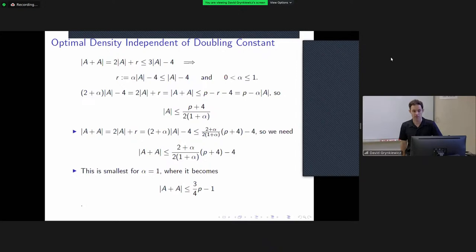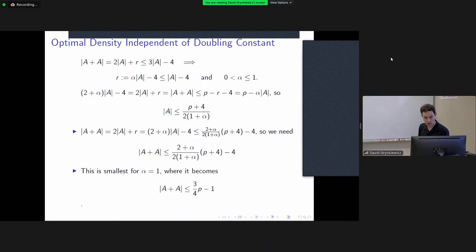So in a weak sense anyways, 3/4 p is the optimal density for the Freiman 3k minus 4 theorem modulo a prime. Obviously, we still expect to get something more like density P minus that constant R. But if we want a uniform bound for all possible doubling constants inside this range, then we wouldn't be able to beat 3/4 P.